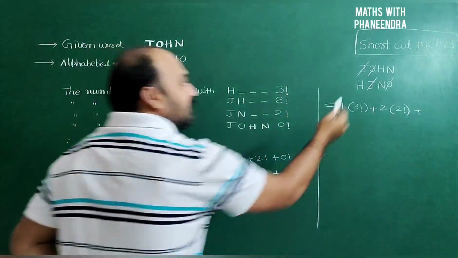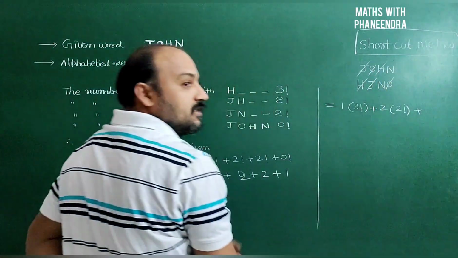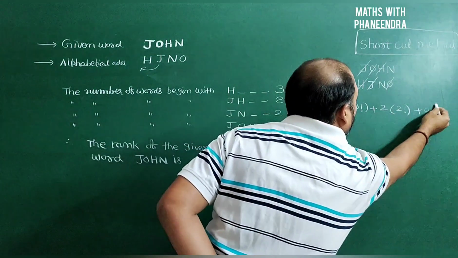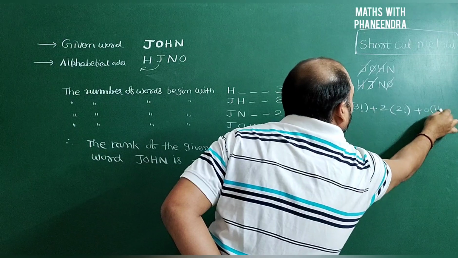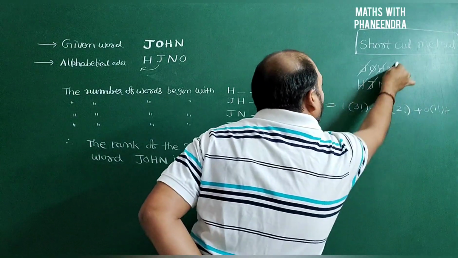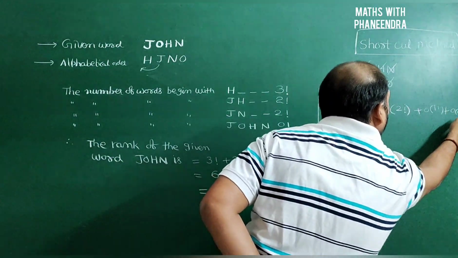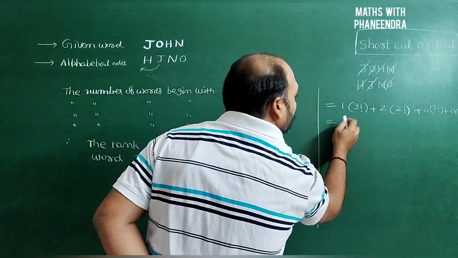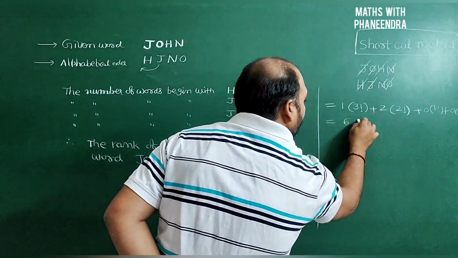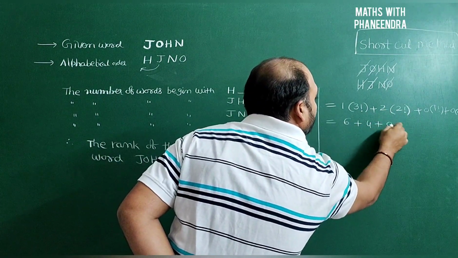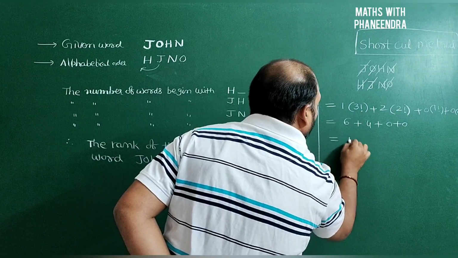Plus, next H is there. You can cancel it. In the alphabetical order, before H, no element is there. So, 0. Here, 1 element is there. 1 factorial. Plus, N also gets cancelled. No element is there. 0 into 0 factorial. So, which is equal to 1 into 3 factorial, which is 6. 2 into 2 factorial is 2. 2 2s are 4. Plus 0 plus 0. So, which is equal to 10.